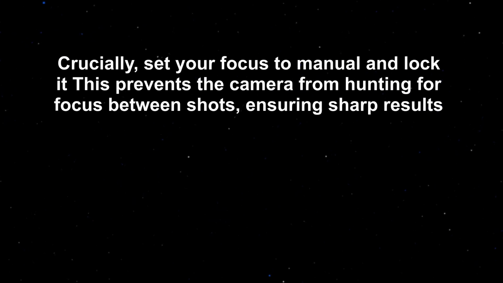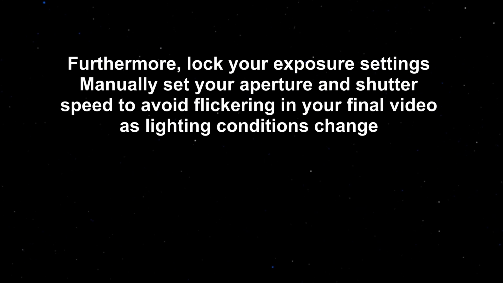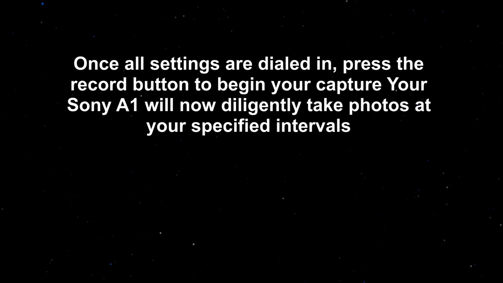Crucially, set your focus to manual and lock it. This prevents the camera from hunting for focus between shots, ensuring sharp results. Furthermore, lock your exposure settings manually. Set your aperture and shutter speed to avoid flickering in your final video as lighting conditions change. Once all settings are dialed in, press the record button to begin your capture. Your Sony A1 will now diligently take photos at your specified intervals.